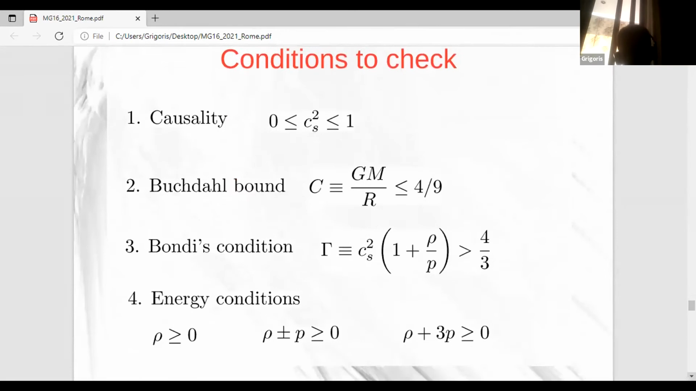So in order to find well-behaved, acceptable solutions capable of describing realistic astrophysical configurations, one has to check several things. Causality, for example; whether the compactness respects the Buchdahl bound; whether the relativistic adiabatic index is larger than a certain value, the Newtonian limit; and finally, whether the energy conditions are fulfilled or not.